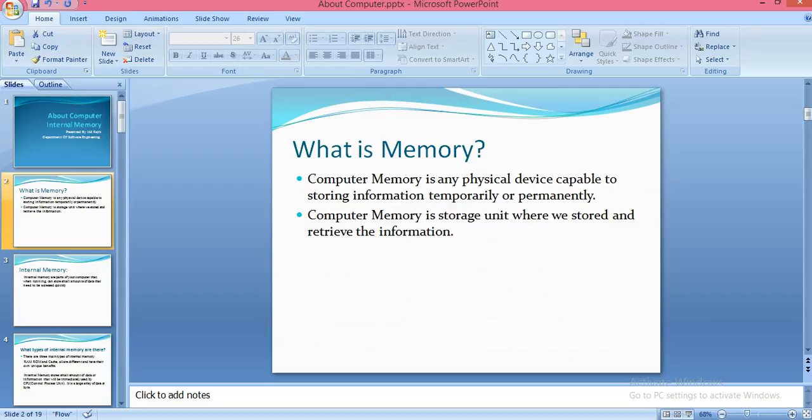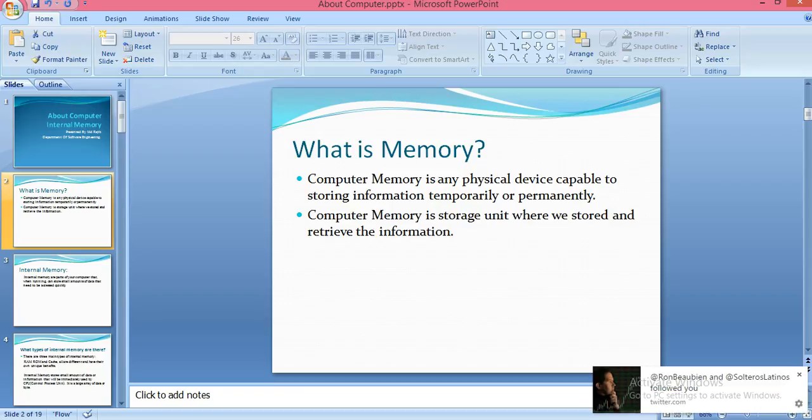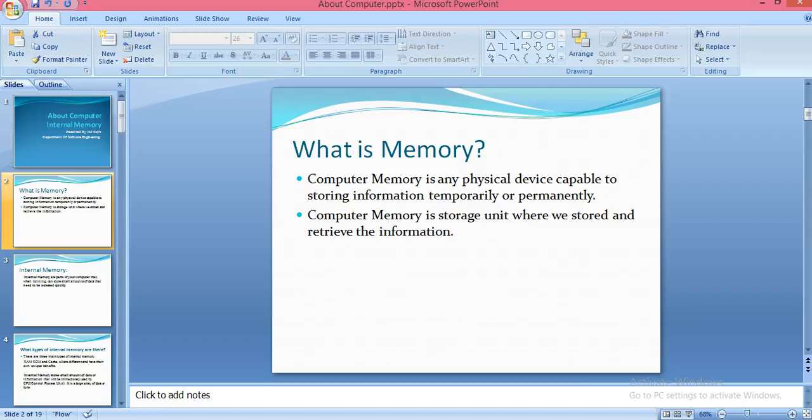What is memory? Before understanding computer internal memory, we have to know the definition of memory. Memory is just like a human brain. It is used to store data and instructions. Computer memory is the storage space in computer where data is to be processed and instructions required for processing are stored. Computer memory is any physical device capable of storing information temporarily or permanently. Computer memory is a storage unit where we store and retrieve the information.